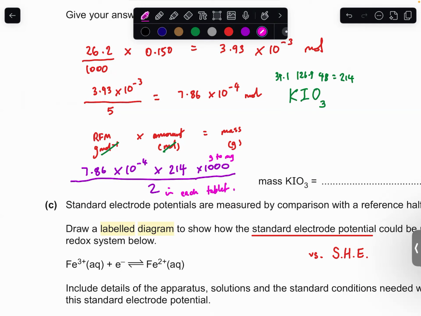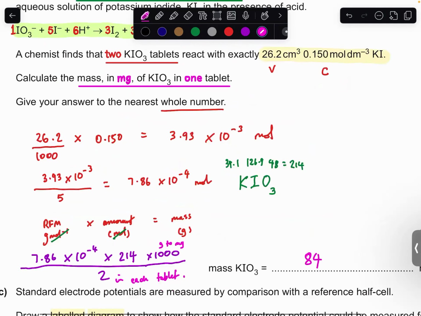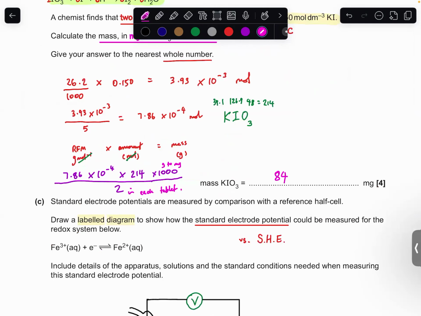So 7.86 times 10 to the minus 4 times 214 times 1,000 to convert the grams into milligrams, and divide by 2 because we want to know the mass in 1 tablet. They want the answer to the nearest whole number. Calculator says 84.102. 84 is to the nearest whole number. And you get 4 out of 4 marks for that.